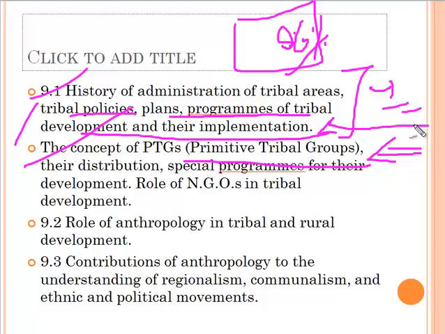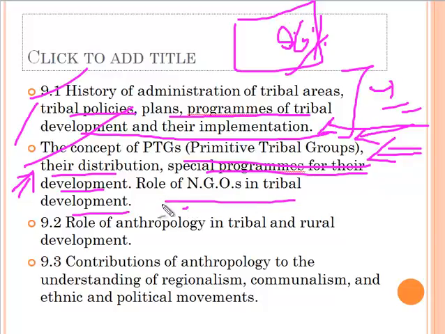You have to learn these five criteria, and the different backward tribal communities, their distribution, and special programs for their development. You have to give case studies of different states, like what has been done for PVTGs in Andhra Pradesh, Kerala or Odisha. The role of NGOs in tribal development: how NGOs can reach those areas where the government is not able to reach.